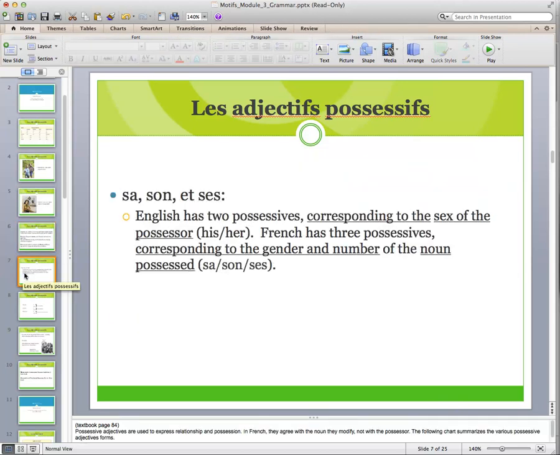English has two possessives to talk about his and her, and those possessives correspond to the sex of the possessor. His, for stuff that belongs to a guy, and her, for stuff that belongs to a woman. French, on the other hand, has three possessives, and they correspond to the gender and number of the noun that's possessed. Son, sa, ses. All of these three words can mean his or her.